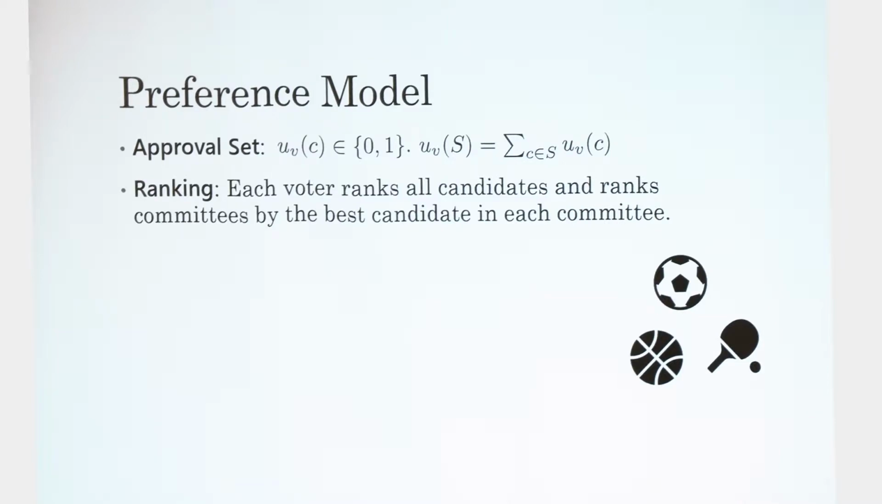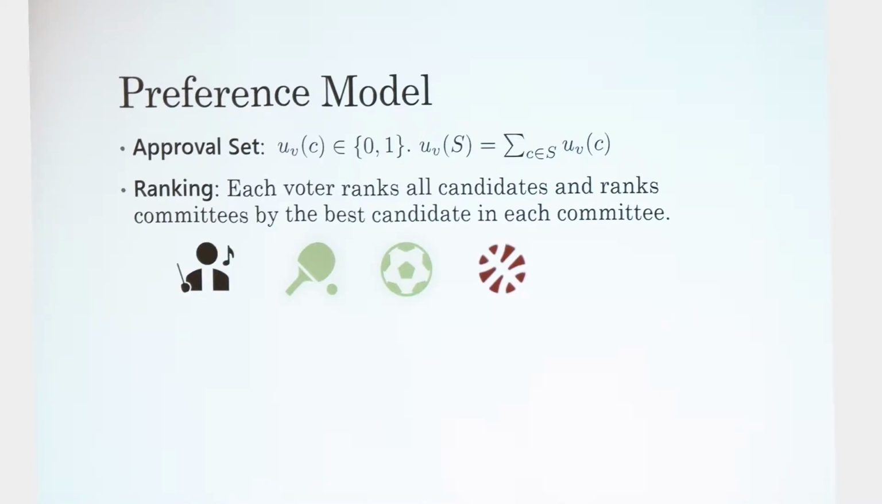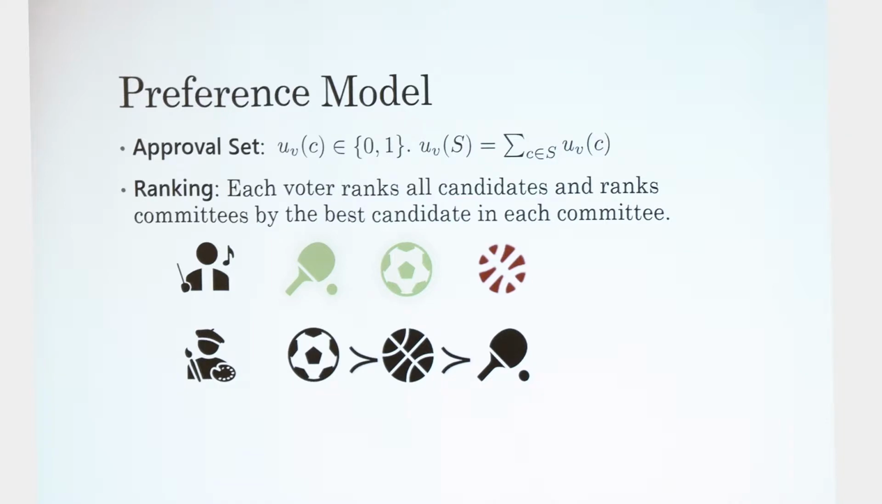And let's look at an example. So there are 3 candidates, and some friends are going to play some sports during the weekend. And for example, let's say K equals 2, so this time they have time to play 2 sports. And the first person has preference of the first kind. So his preference is of approval set. He likes playing table tennis and soccer, but he doesn't like playing basketball. And there's a second person whose preference is of the ranking model. And he likes playing soccer the best, and basketball the second best, and table tennis the least.